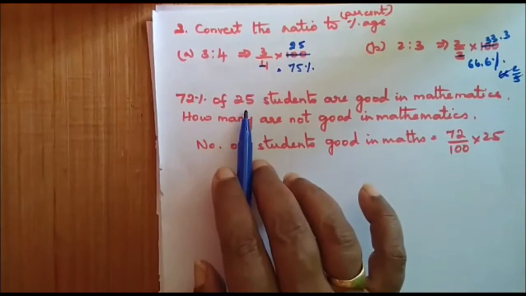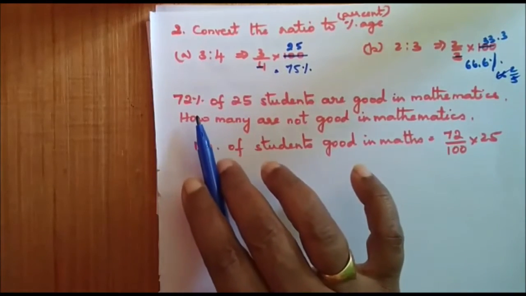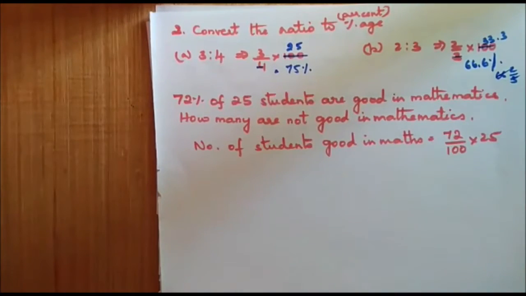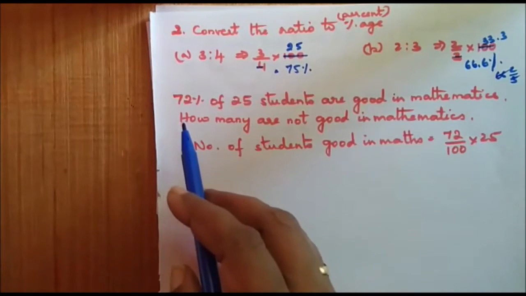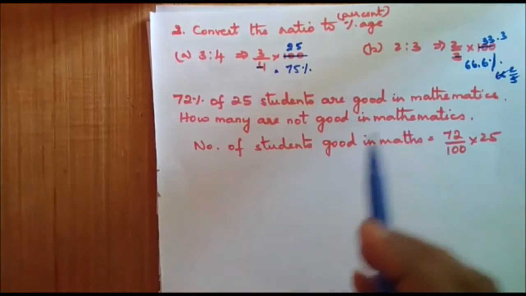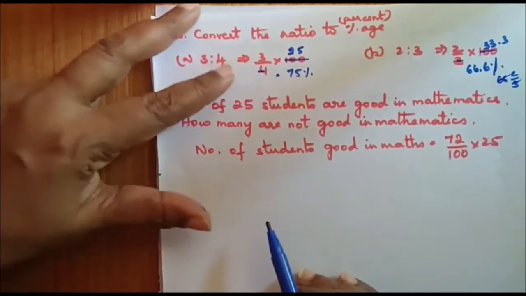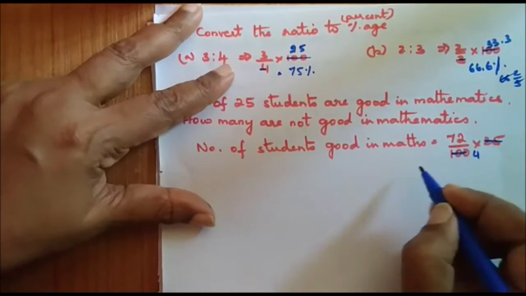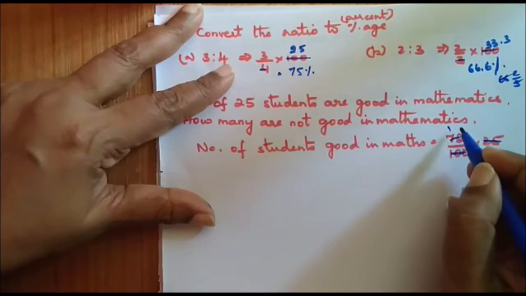See, out of 25 students, 72% are good in mathematics, but we do not know the number of students who are good; we have been given it in percentage. So first, let us find out the students who are good in mathematics. How do you find it? 72% of 25. 4 times 4, how many times will 4 go in this? 4 will go in this one time.